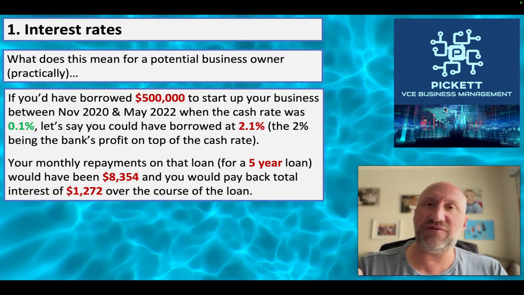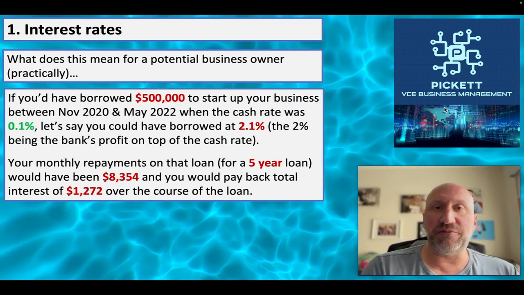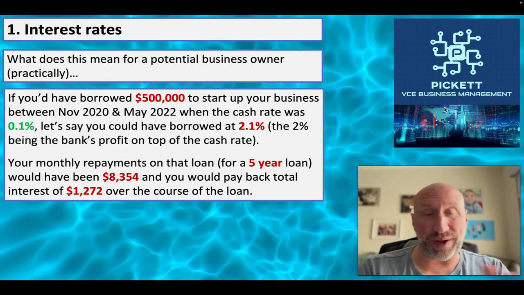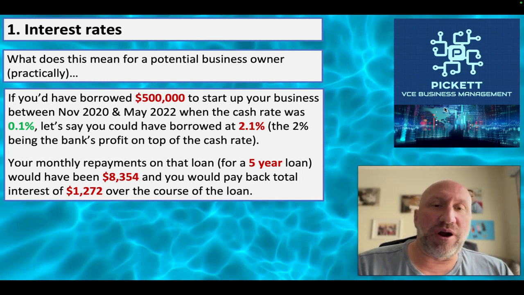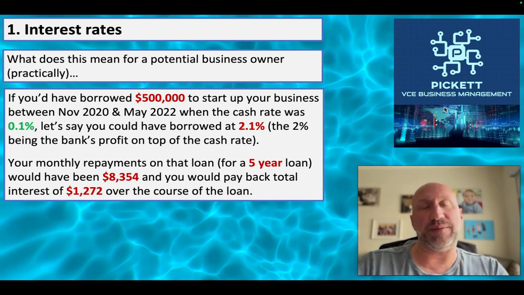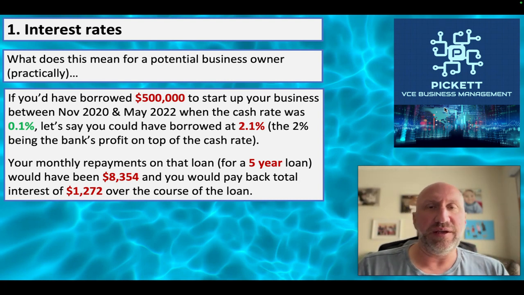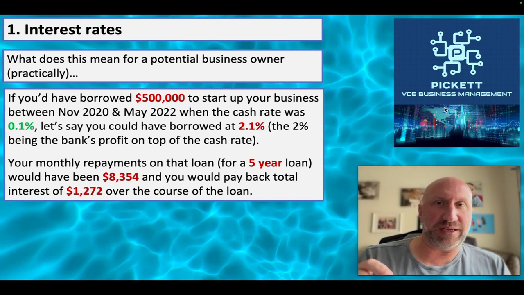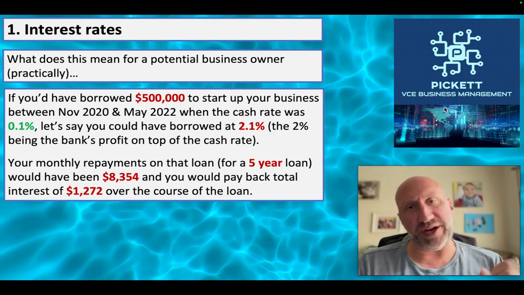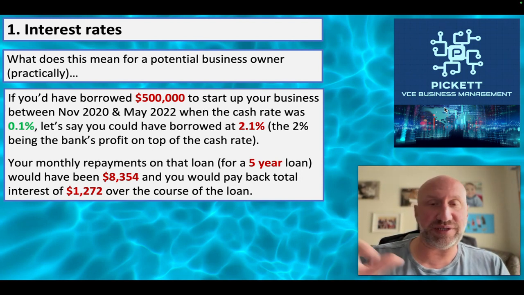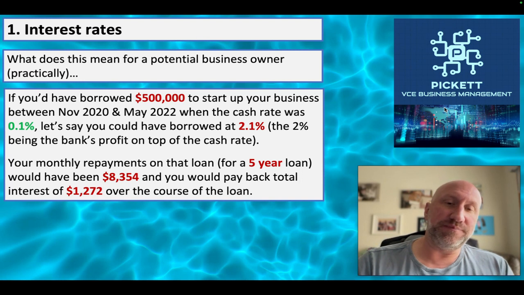Just giving an example, say you borrowed $500,000 to start your business at some point between November 2020 and May 2022, when the cash rate was 0.1%. Let's say you could have borrowed at 2.1%. I'm just going to say here that the banks are putting on a 2% profit. That's not necessarily the actual figure. The profit or buffer that the bank builds on top of the cash rate depends on the type of loan, but for consistency's sake, I'm just going to say 2%. So you might have been able to borrow money at 2.1%.